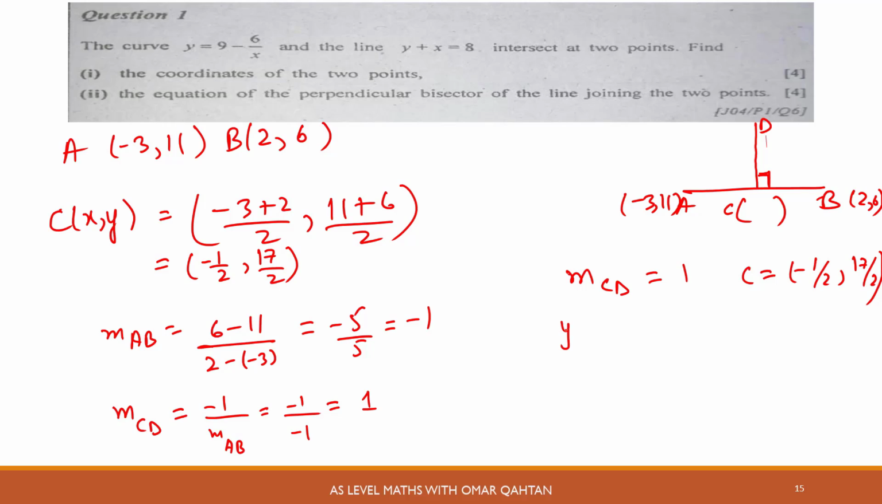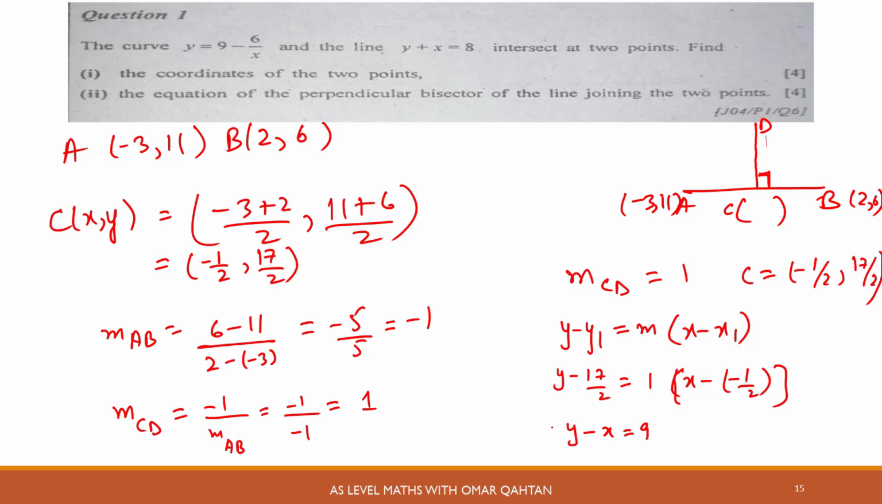So I will just substitute it back into my equation: y minus y1 equals m into x minus x1. So y minus 17 upon 2 is equal to 1 into x minus minus 1 upon 2. So finally I'll get this equation, y minus x is equal to 9.